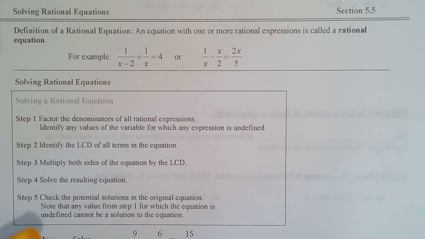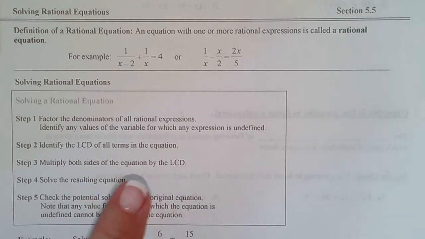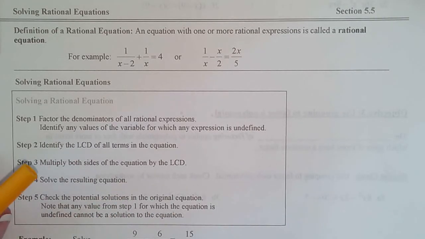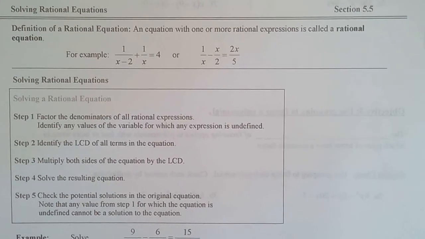The cool thing about solving rational equations, in 5.4, we learned how to multiply everything by the LCD to get rid of fractions. Guess what we do here? Multiply everything by the LCD to get rid of fractions. So if you worked hard on 5.4, it's going to help you with 5.5, because with equal signs, we're allowed to get rid of the fractions, just like with our complex fractions from 5.4.